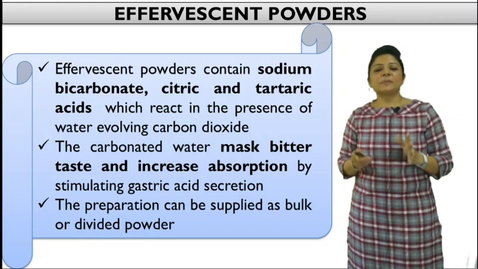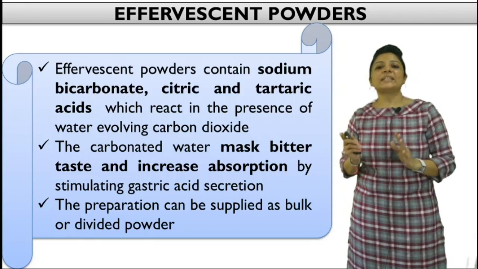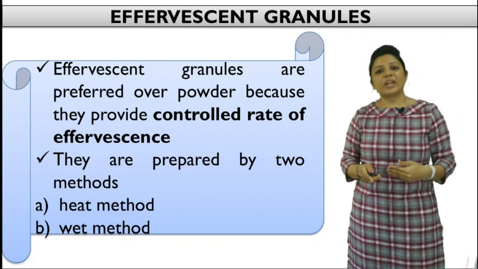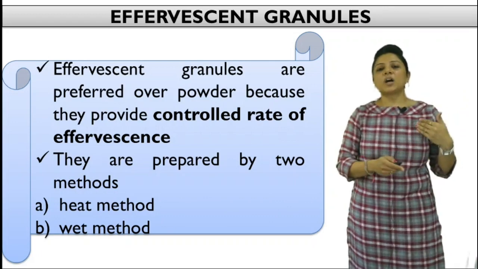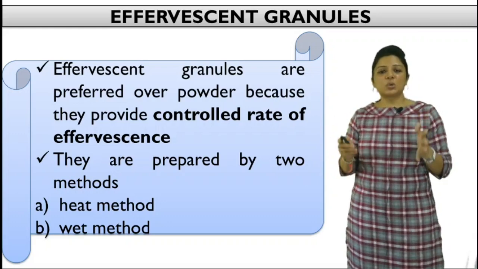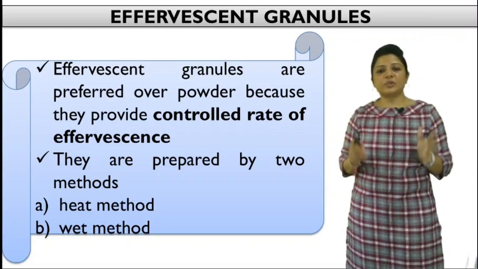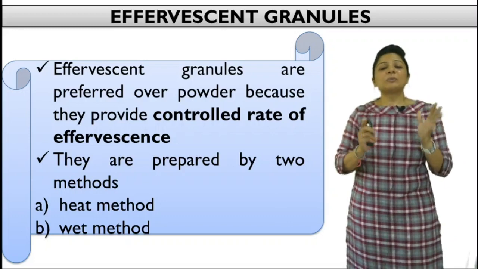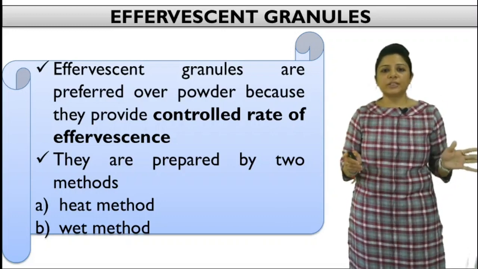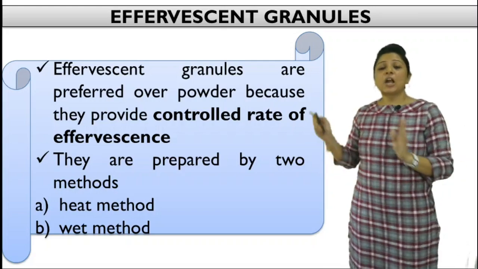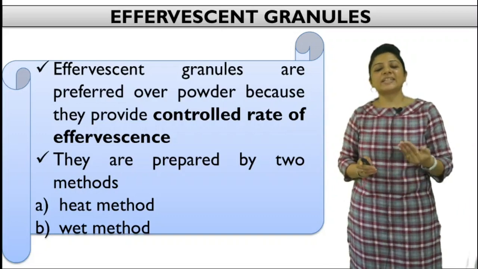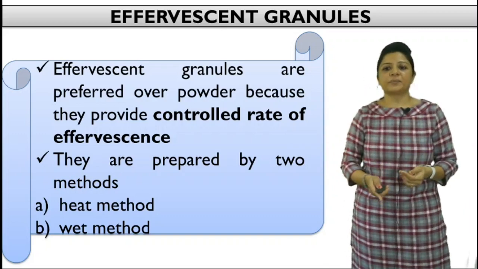Such powders can be supplied in bulk or they can be supplied in divided form. Now the same powder you can convert to granules, because powder leads to uncontrolled effervescence, but granules, when you form them, lead to controlled effervescence and proper administration by the patient. You can prepare such granules either by a heat method where no solvent or granulating agent is added, or by using the wet method where an additional granulating agent is added to form the granules.